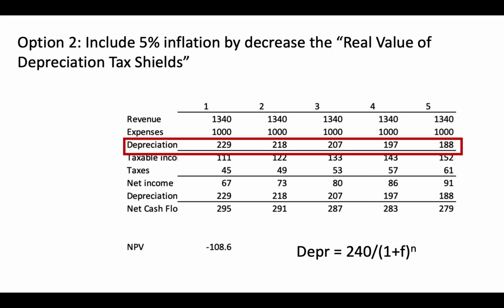But sometimes depreciation schedules change year to year, like in MACRS. But generally, you just take the depreciation and divide it by 1 plus the inflation rate. And you can see this gave me the same net present value as I had before, the minus 1086. So this is another option when you're including inflation in analysis in a high inflationary environment.